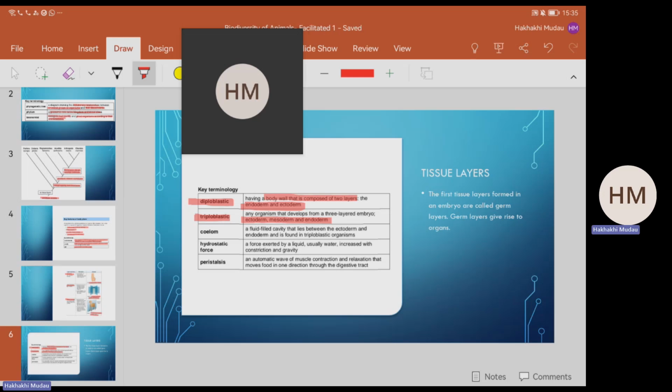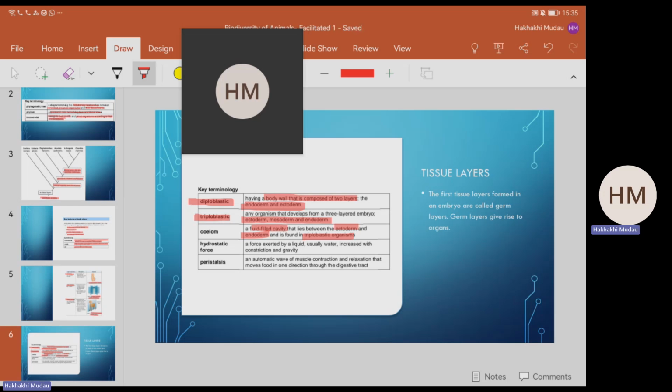So a coelom, as I explained yesterday, is a fluid-filled cavity that is found in between the mesoderm. Hence they say it's found between the ectoderm and the endoderm, because the mesoderm is found in between those things. And it's only found in triploblastic organisms because only triploblastic organisms have the mesoderm. So it's a fluid-filled cavity that lies between the ectoderm and endoderm and is found in triploblastic organisms.